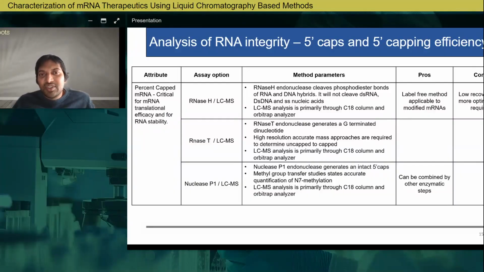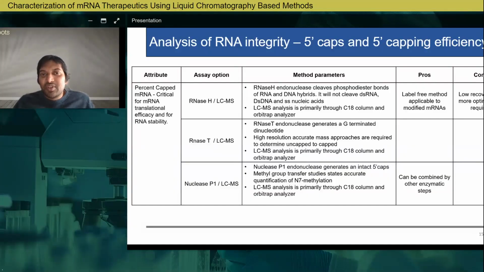There's another nuclease, which is nuclease P1. It ideally generates intact 5' caps with methyl groups. So it's tested when you have an RNA molecule generated, you want to add a cap later on, and you want to check whether that really happened. You can use nuclease P1 and identify this N7 methylation. Did it happen or not with this nuclease P1?